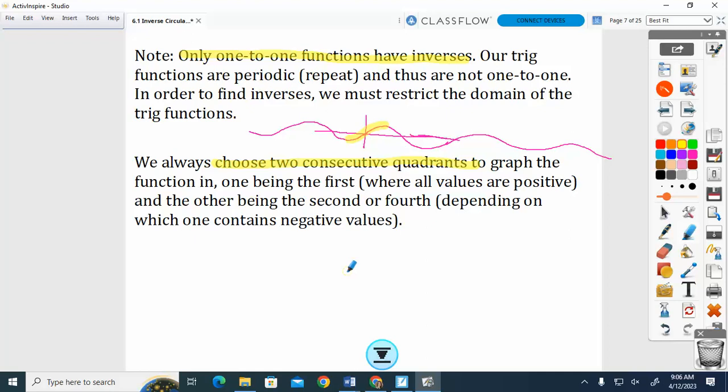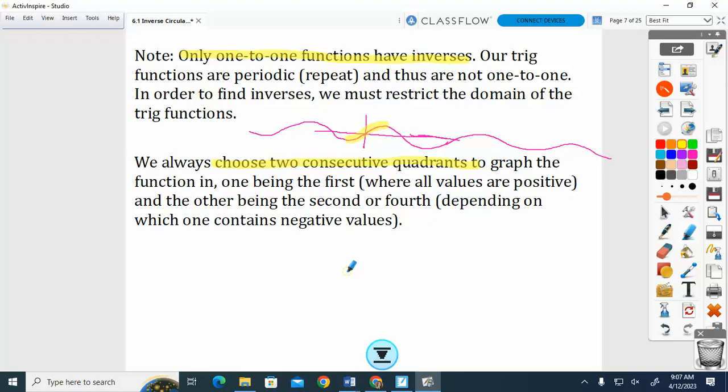Now if you think about sine, if I'm going to pick 2 consecutive quadrants, your options are you can do quadrants 1 and 2, or you can do quadrant 1 and 4. We need a positive quadrant and a negative quadrant. Well, would 1 and 2 work for sine?